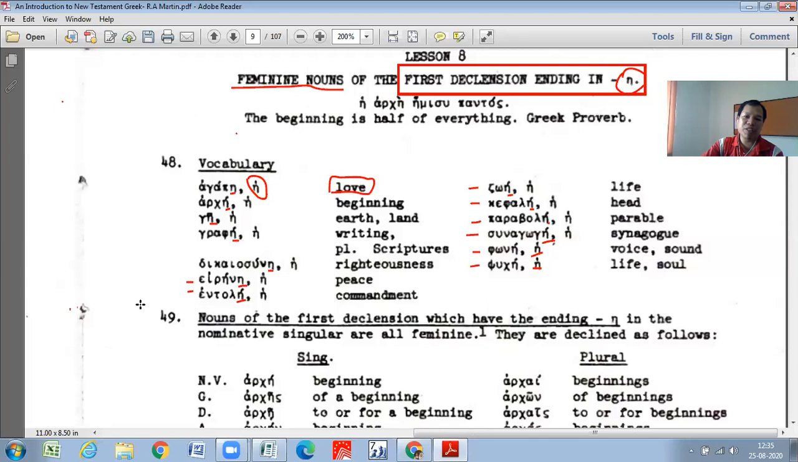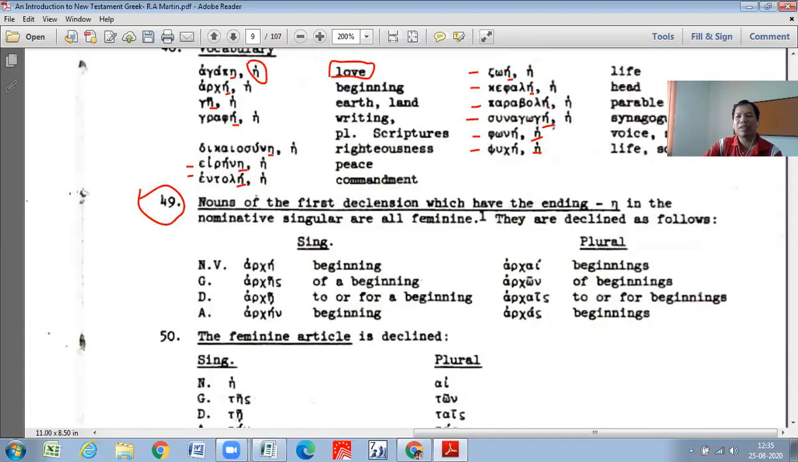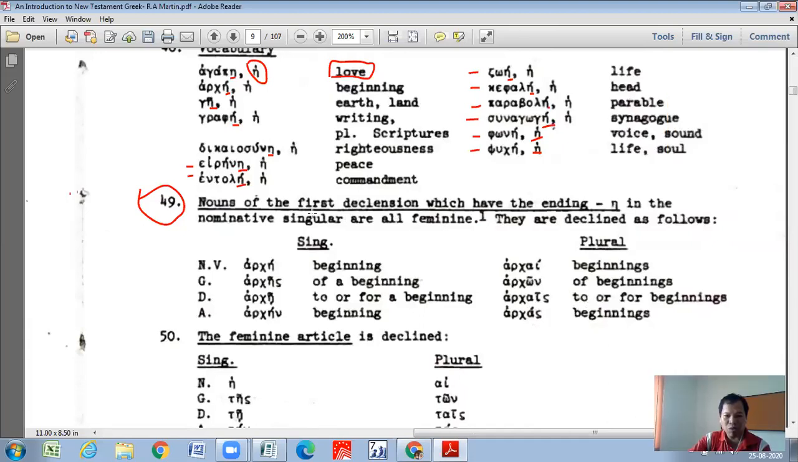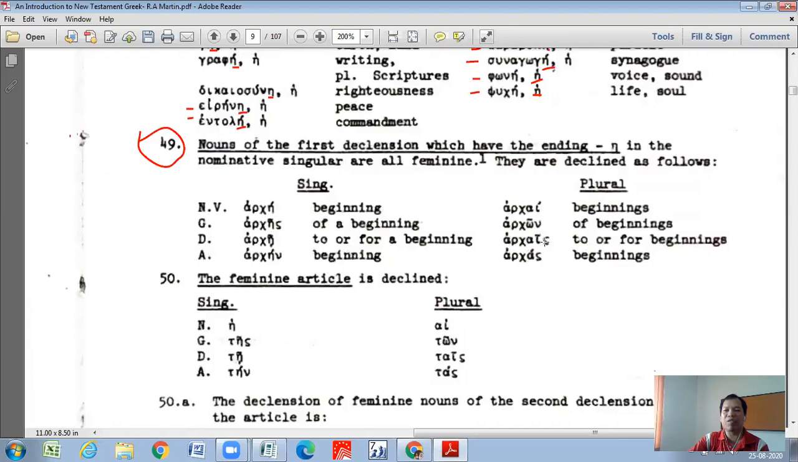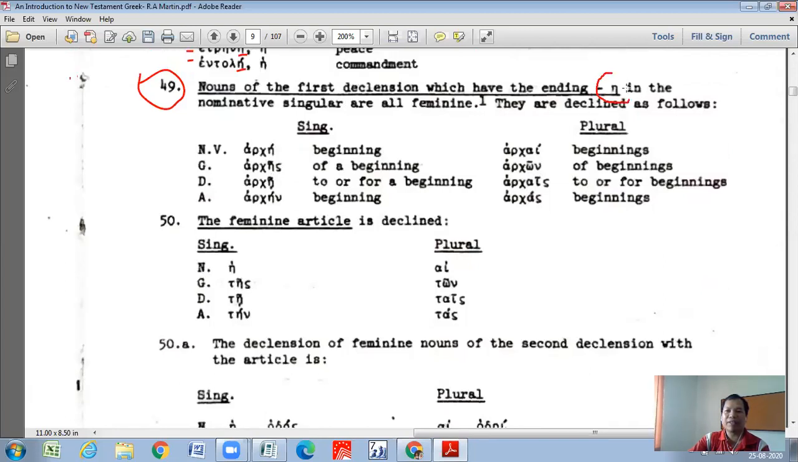Now, exercise 49. In exercise 49, what we see here is that nouns of the first declension which have the ending in eta in the nominative singular are all feminine. They are declined as follows. This is the declension of first declension nouns ending in eta. Next time you will learn about alpha. If you look carefully here, you must memorize this.